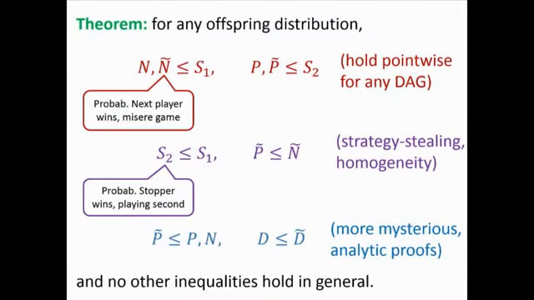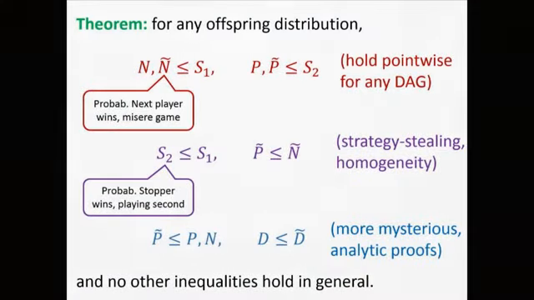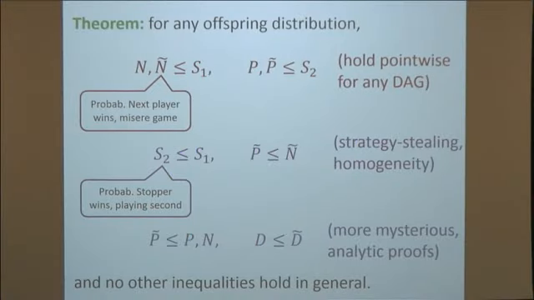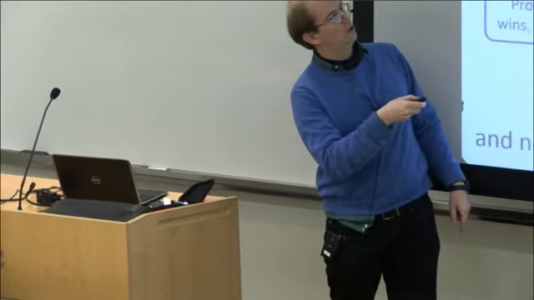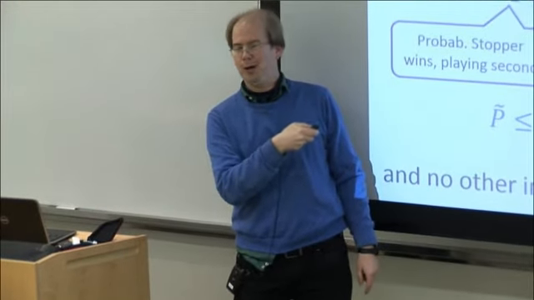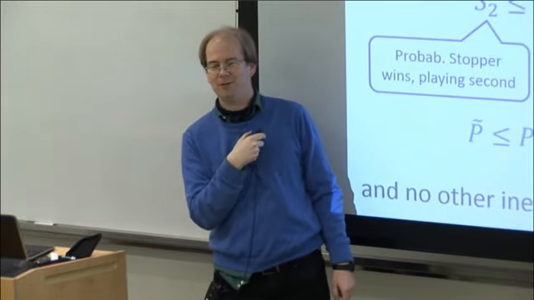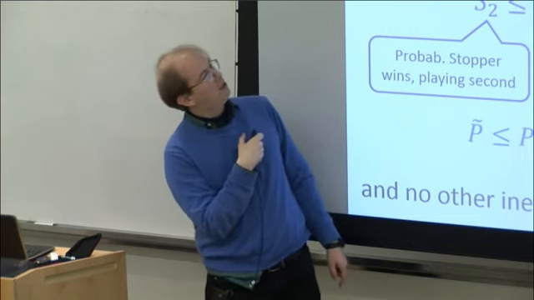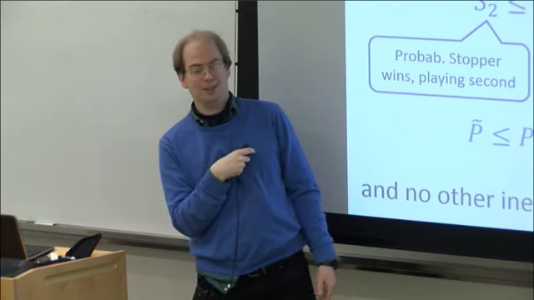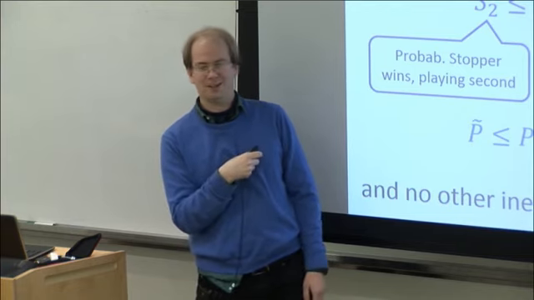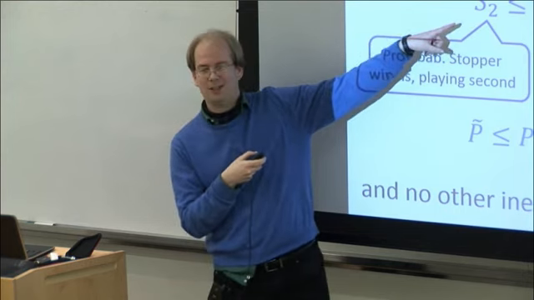So how about some inequalities? You can compare these three games. And we have 10 inequalities between, like, the probability the next player wins in the normal game and the misère game. The twiddle means misère game. And they come into three categories. These ones just hold pointwise for any directed acyclic graph. They come from arguments like if you can win in the normal game, then you can win as the stopper, because that's just an easier task.